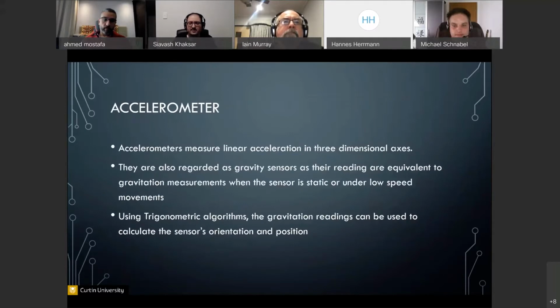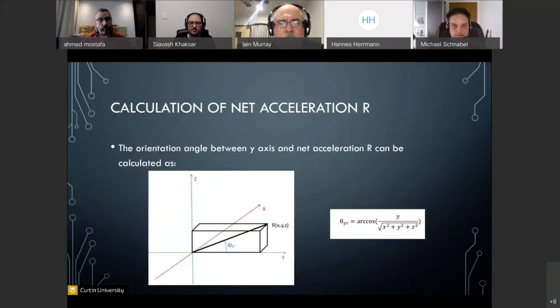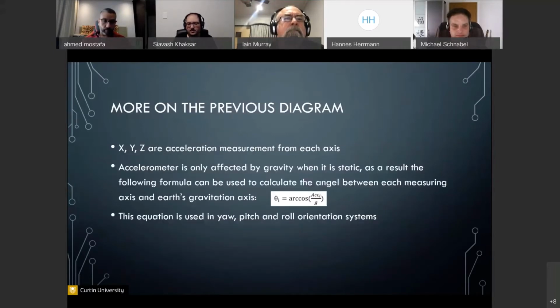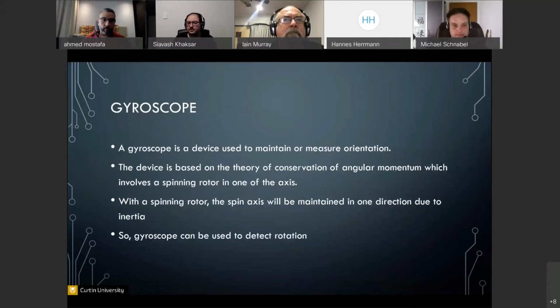Within there, we have the accelerometer, and it measures the linear acceleration in 3 dimensions. They're also regarded as gravity sensors, as the readings are equivalent to gravitational measurements when the sensor is static or under low speed of movement. We use a trigonometric algorithm to convert the values that we're reading from these IMU accelerometers to movement. Here's an example of calculating the net acceleration in a particular direction. We also have some more on that diagram. You can also get the angle with this one, which gives you the acceleration measurement from each of the axes that we're looking at.